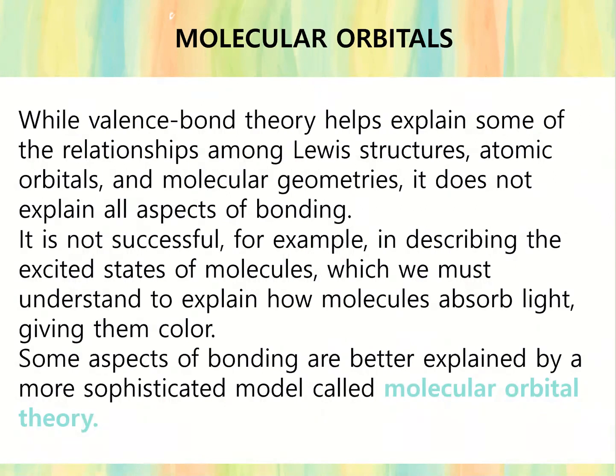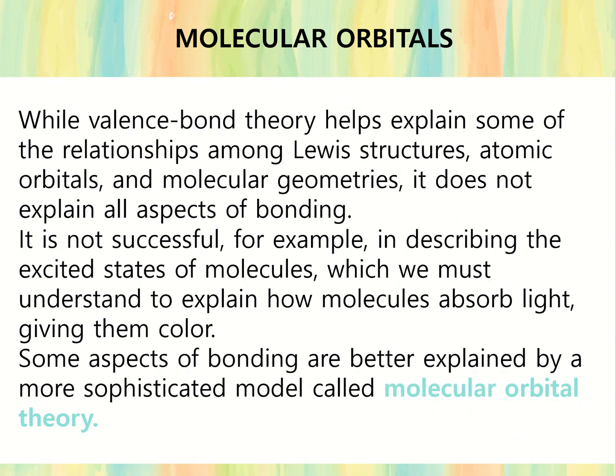All right, so the next thing that we're going to look at, or the final thing that we're going to look at for this lecture, is molecular orbitals, right? So while the valence bond theory helps explain some of the relationships among Lewis structures, atomic orbitals and molecular geometries, it does not explain all of the aspects of bonding. It is not successful, for example, in describing the excited state of molecules, which we must understand, as we saw, to explain how molecules absorb light, giving them color.